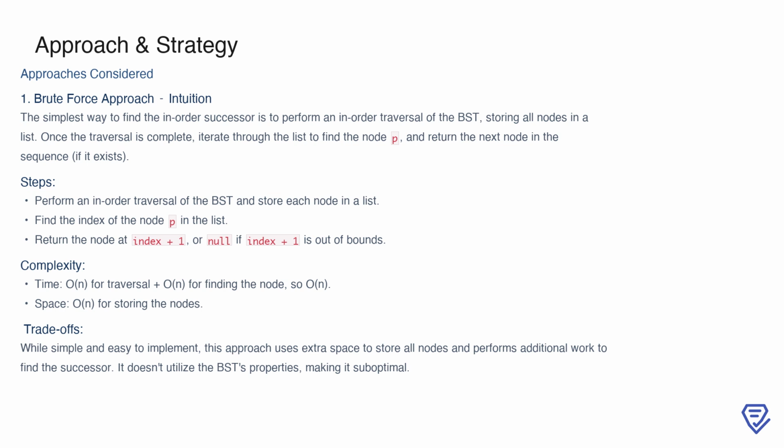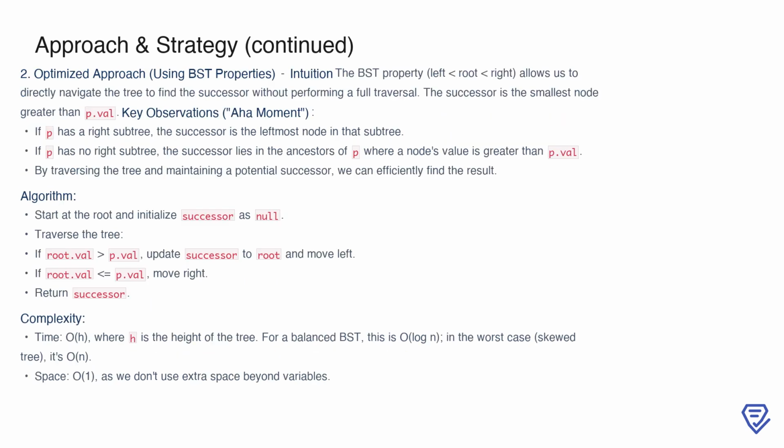The main drawback is that this method doesn't utilize the properties of a BST, making it less efficient than other potential strategies, especially for large trees. By leveraging the properties of a BST, we can develop a more efficient and optimized approach.